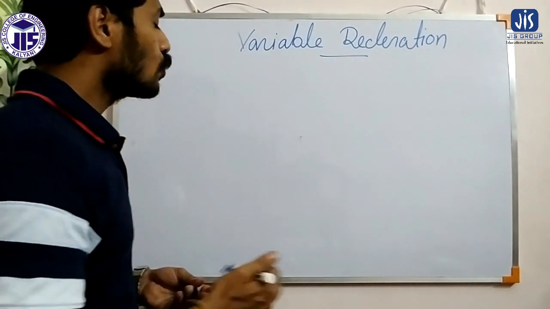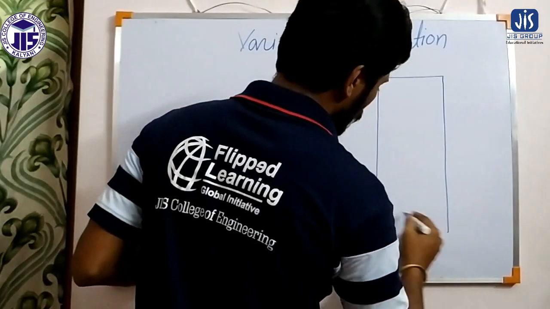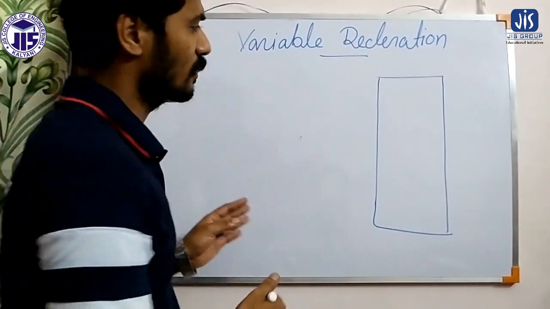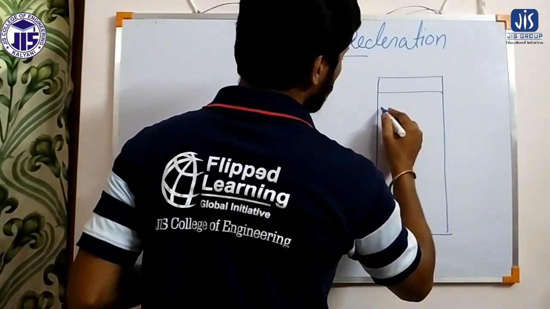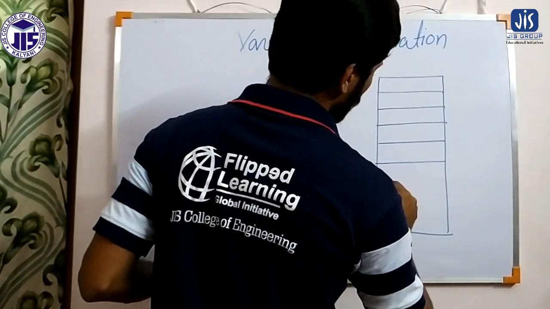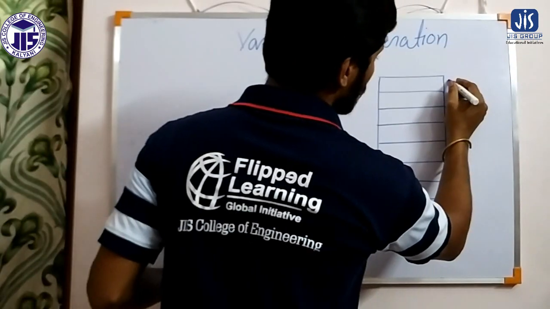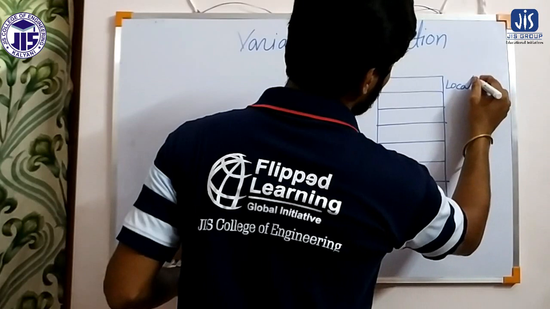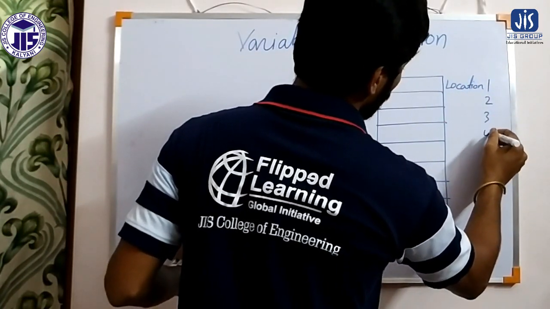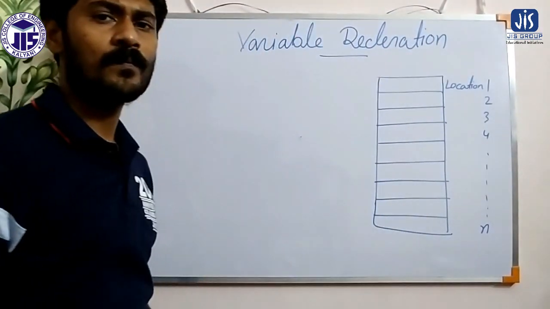So in our computer, this is our main memory. For example, we have taken a memory here, and these are different locations of the memory. This is, for example, location 1, location 2, 3, 4, and so on. In that way, total n number of locations are there.